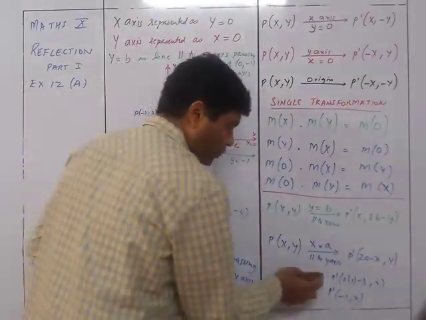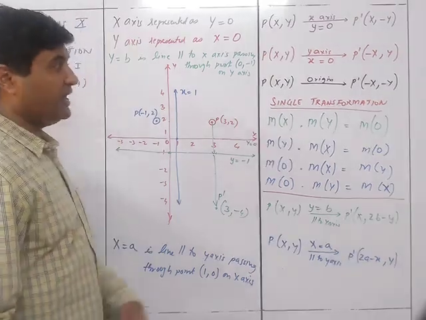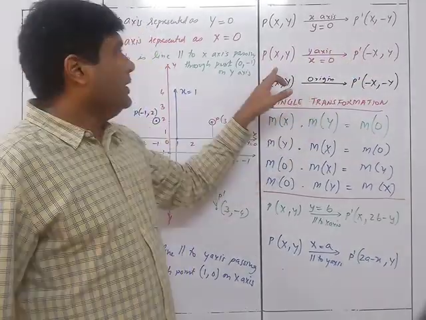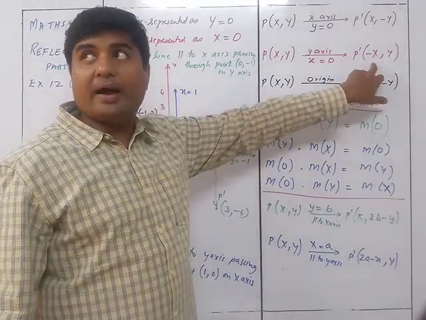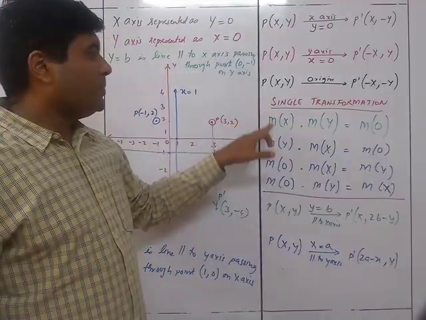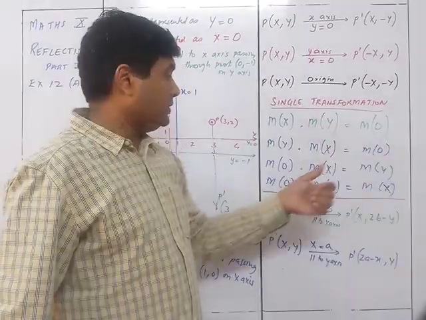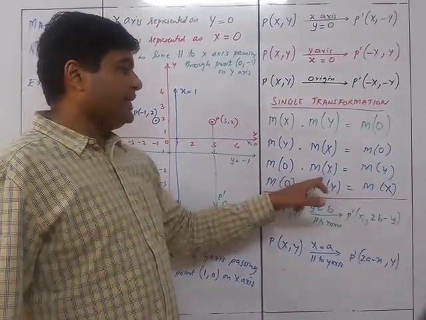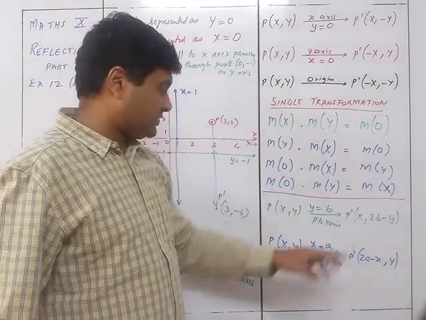So that's how you got the formulas for the reflection. The formulas for reflection are: P(x, y) under the x-axis or y = 0 is P dash (x, minus y). P(x, y) under reflection of the y-axis or x = 0 is P dash (minus x, y). P(x, y) under the origin will be P dash (minus x, minus y). Single transformation: image through x, then image through y is nothing but image through origin. Image through y, then image through x is image through origin. Image through origin, then image through x is image through y. Image through x, then image through y will be image through x.